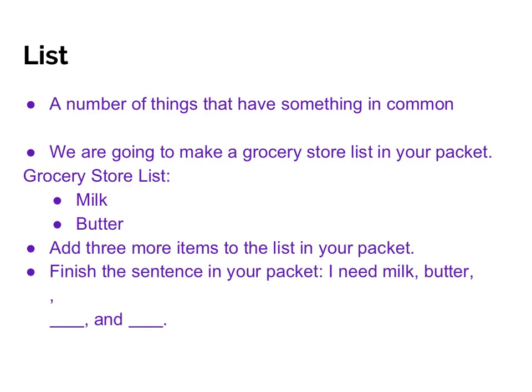Now we are going to look at the word list in the middle of page 5. A list is a number of things that have something in common. So there's a couple ways we could do this. The first is this. We are going to make a grocery store list in your packet. So in the third column, you'll see written down grocery store list. So we're going to make a list of the things we need from the store. For example, milk, butter, and now add 3 more items to the list in your packet.